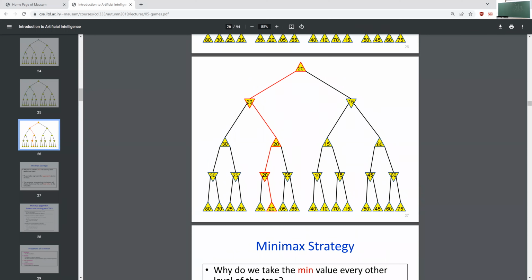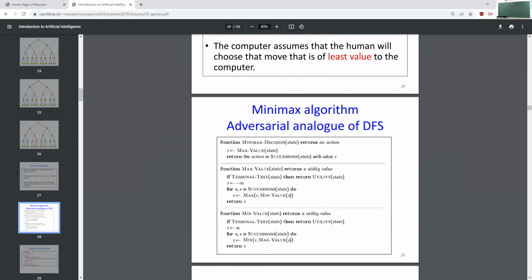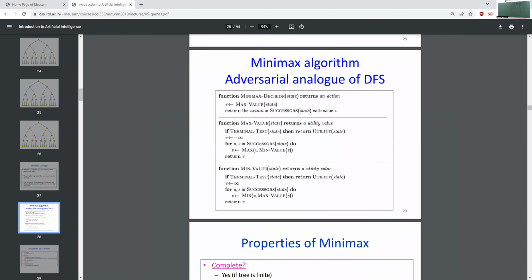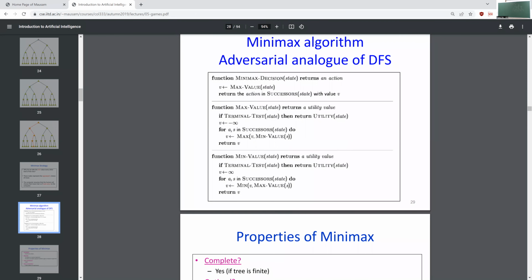So max value of this state is, look at the successors. For each successor in successors of state, do V equals max of V comma min value of S.